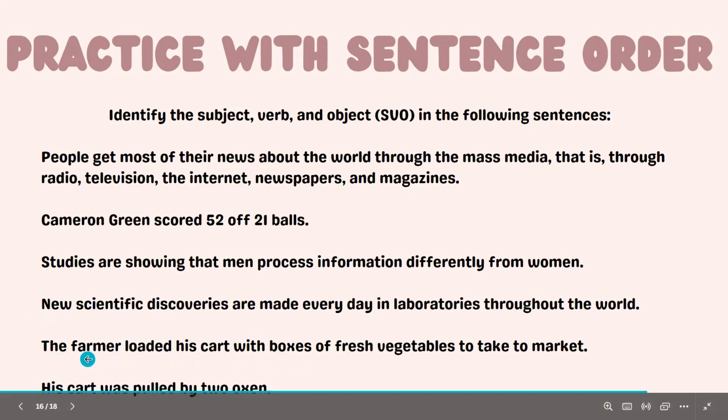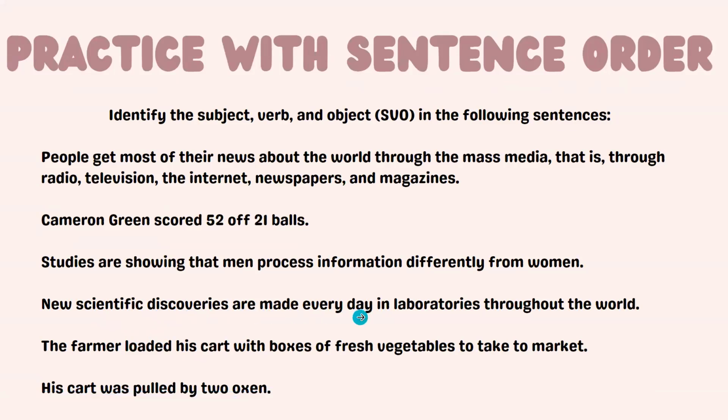Your subject, verb, and object in this sentence are farmer, loaded, and cart. As for this sentence, it's going to be discoveries, are made, and day. In this sentence, it's going to be studies, are showing information. I apologize. Your subject, verb, object in this sentence are going to be Cameron Green, scored, balls.